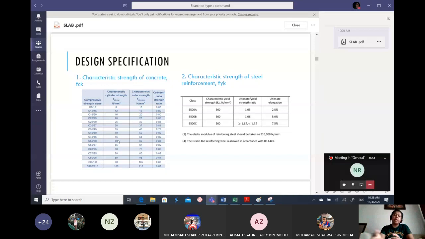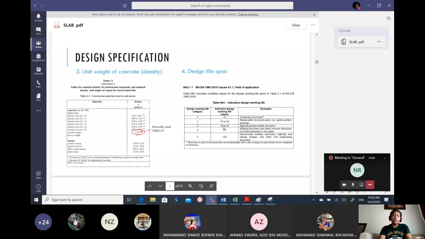And then fyk, as usual, we use 500 Newton per millimeter square. Also it depends, kalau dekat Malaysia, nowadays they still use 460. So tak ada masalah. Tengok apa yang ada dalam market dan tengok on the current situation, what we apply in practice, maksudnya in a real situation of a design.